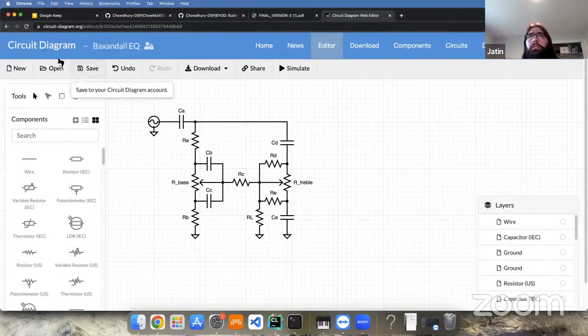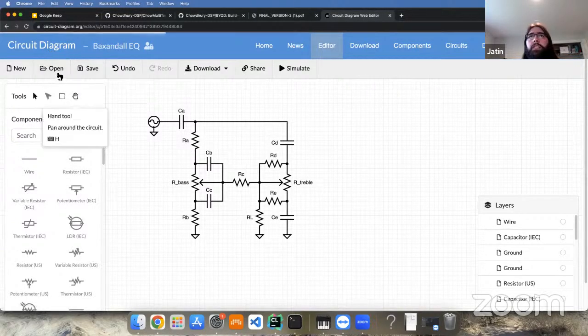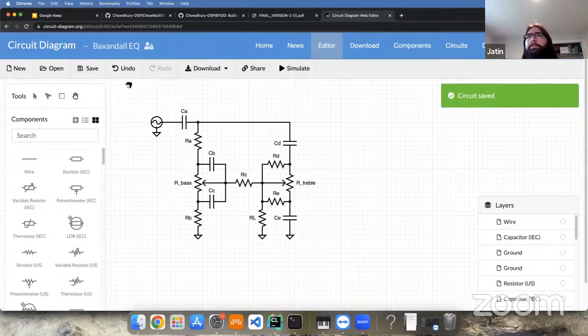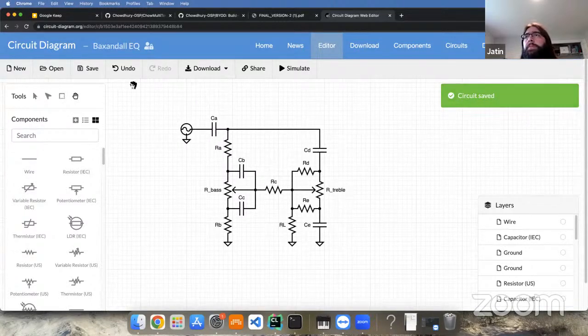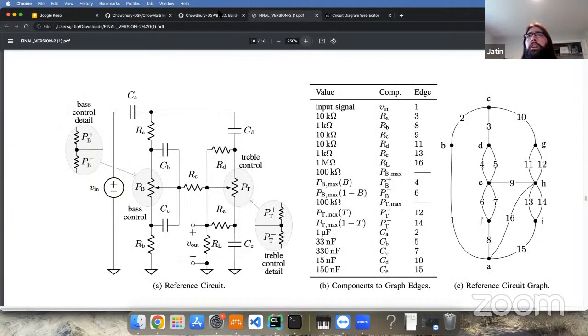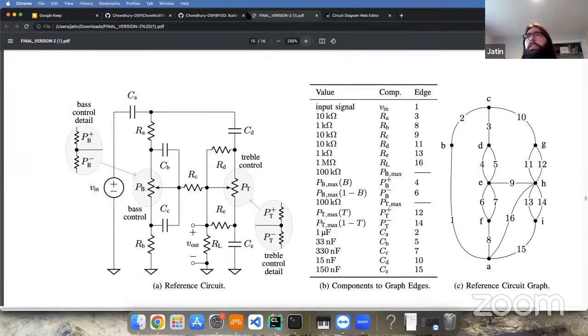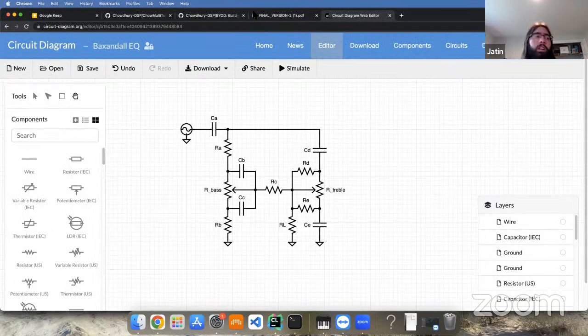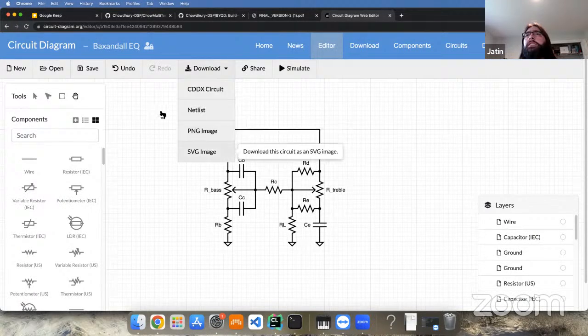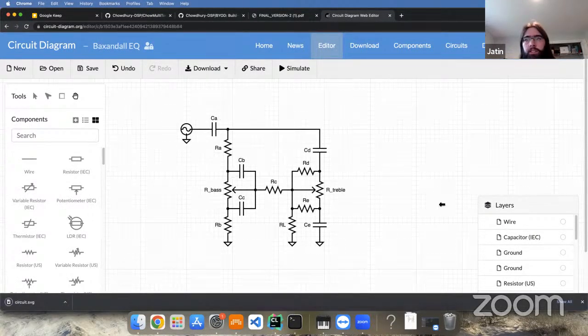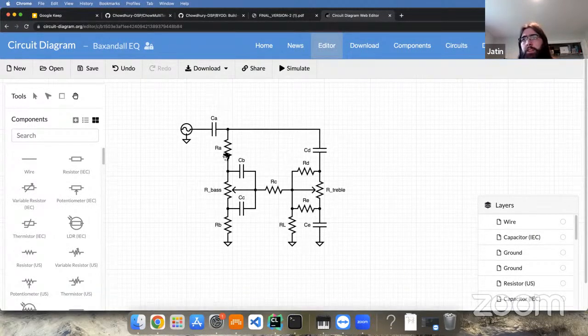Yeah, so this looks like our full schematic. Let's save it. Let me just double check it a couple times here, make sure that I'm not missing anything. Yeah, that looks about right. Cool, so let's download it and then we can add it to the plugin.